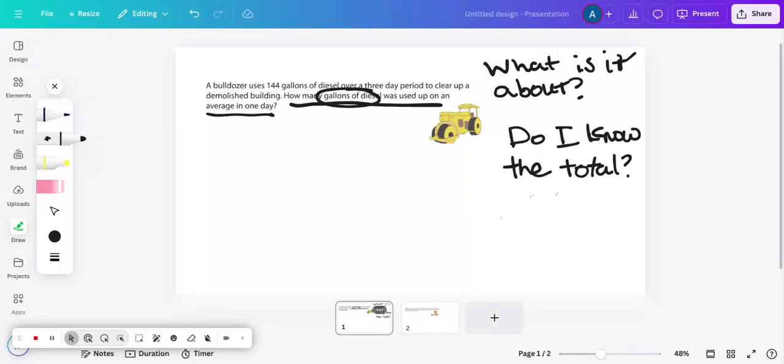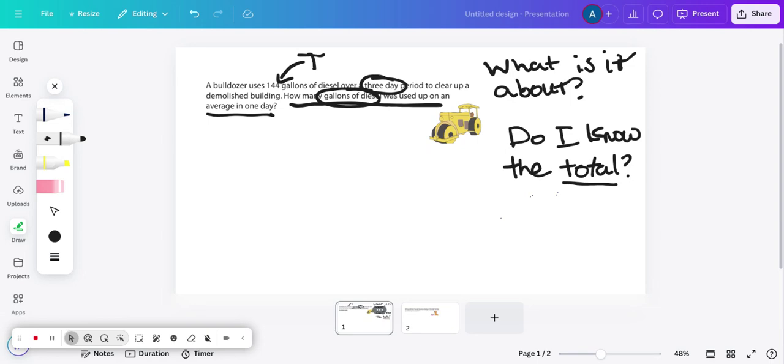So now that we know the problem is about diesel, we have to ask ourselves, do we know the total amount of diesel that the bulldozer used? It's either a yes or no question. When we go back, the answer to that question is yes. It used a total of 144 gallons. That is going to be our total. So we do know the total, and it's being used up over a period of 3 days.